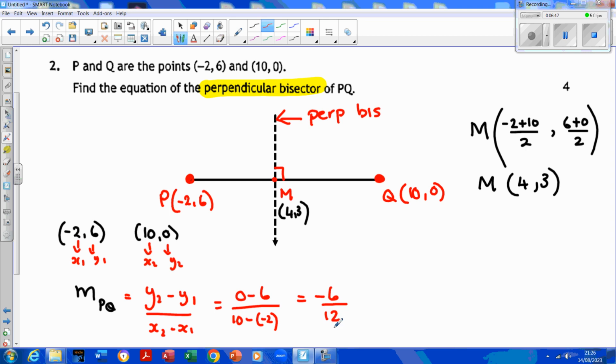I need to break that fraction down because it's got to be in its simplest form. So 6 divides into both. So 6 into 6 goes once, 6 into 12 goes twice. So the gradient of PQ is minus a half.